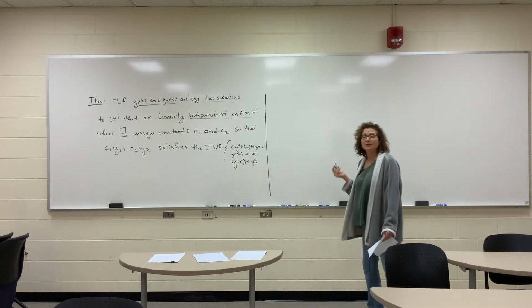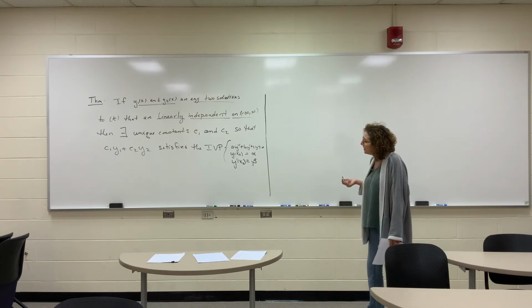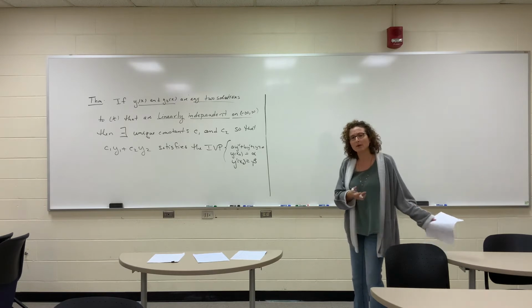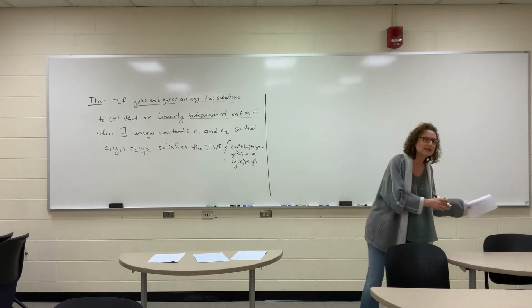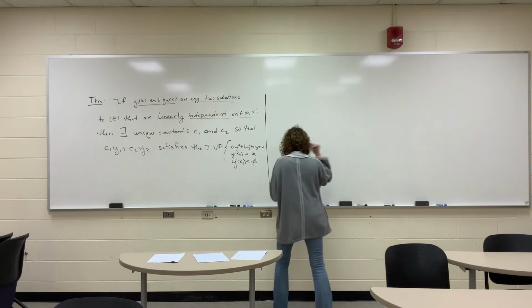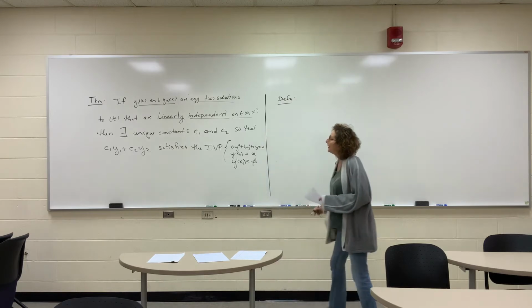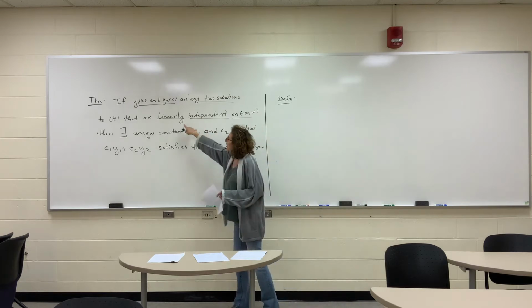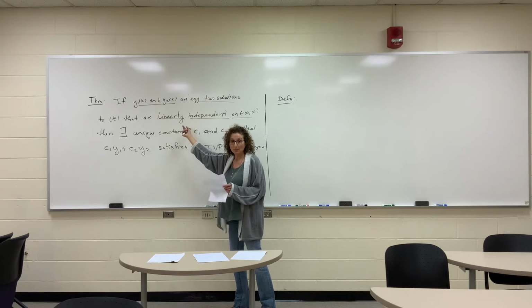So before we define what linear independence is for two functions, a lot of times it's useful to know what it isn't. When you're trying to figure out what something is, it's sometimes more useful to think about what it isn't first. So let's do that. You guys good? Okay. So here's a definition. Let's first define what it means to be linearly dependent, because that would be the opposite of being linearly independent. If you're not linearly independent, you're linearly dependent.